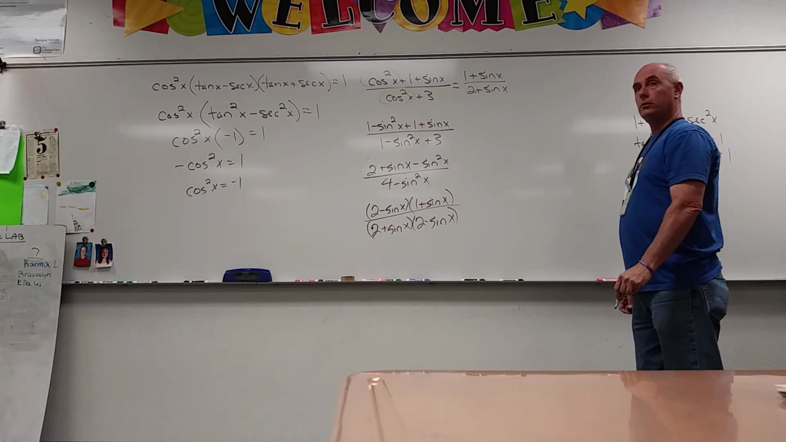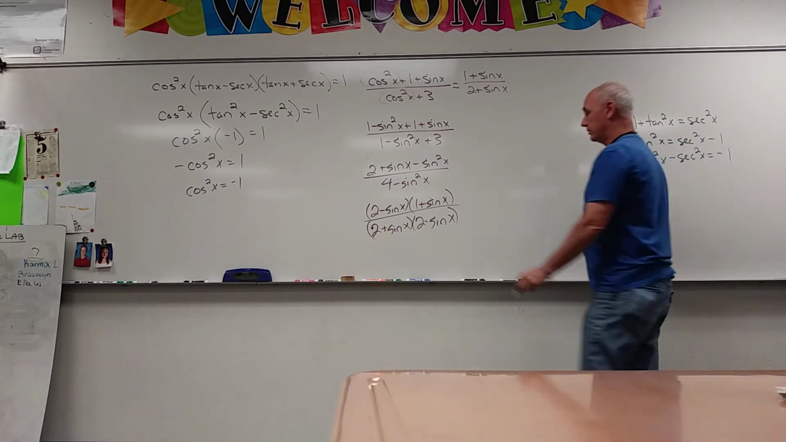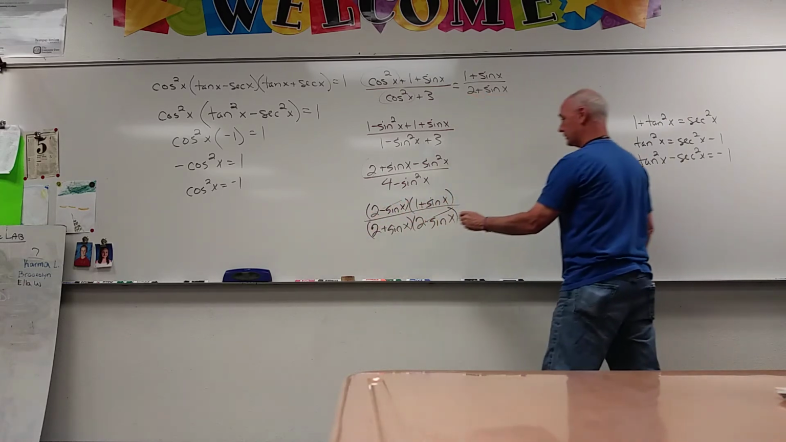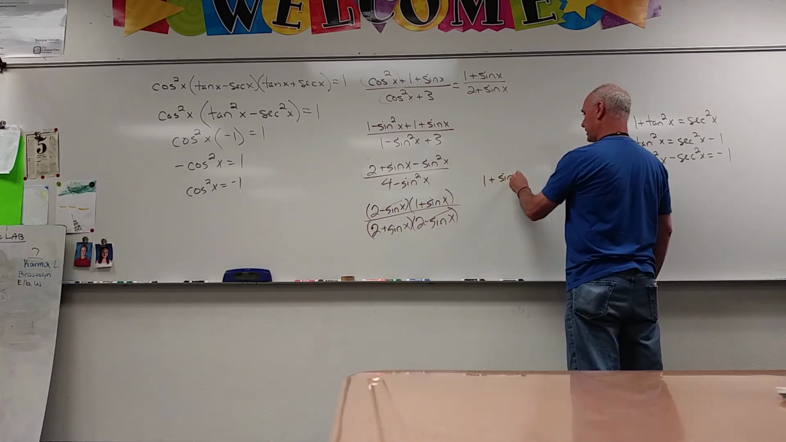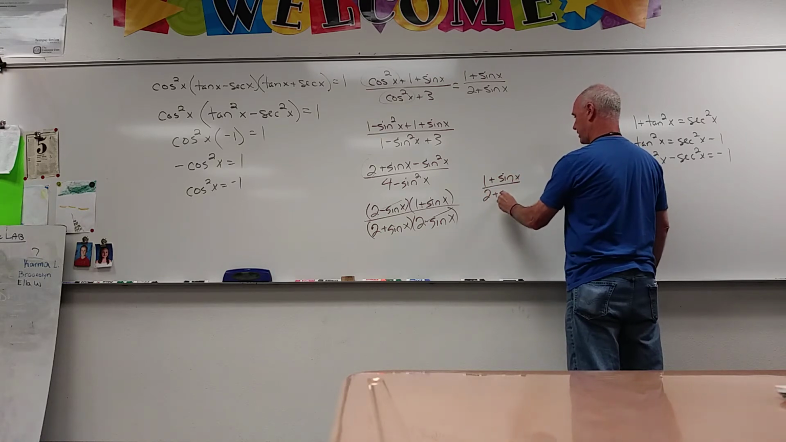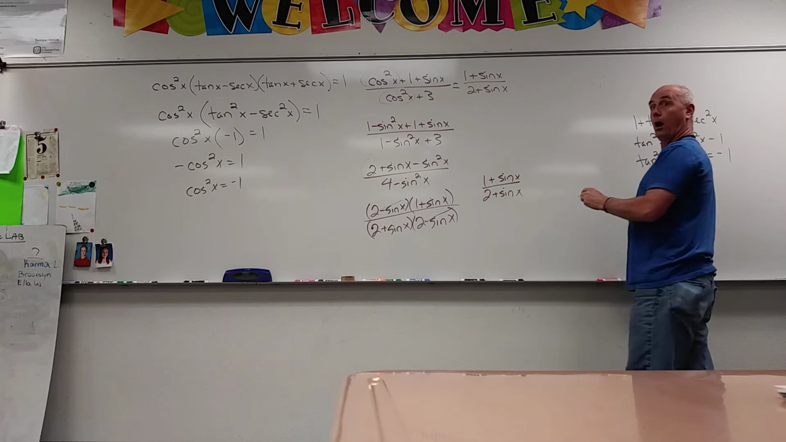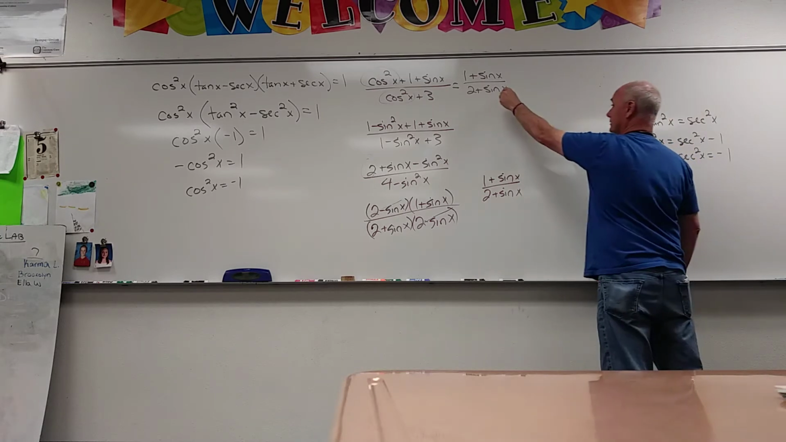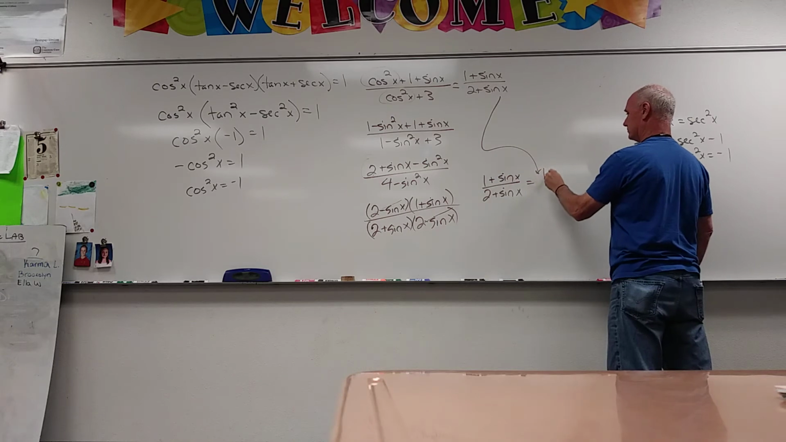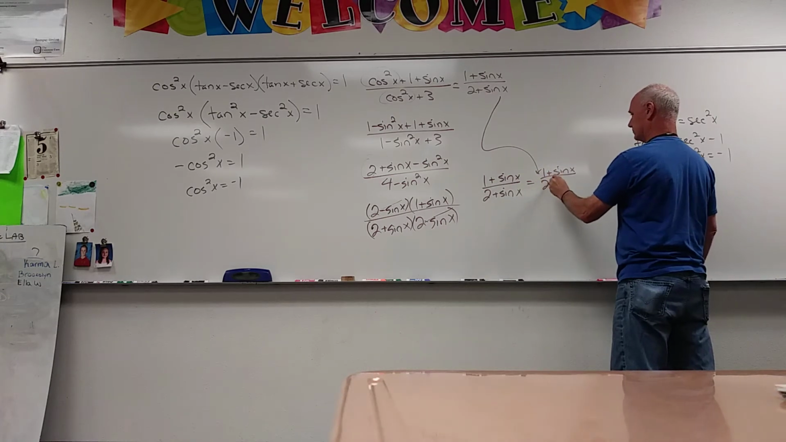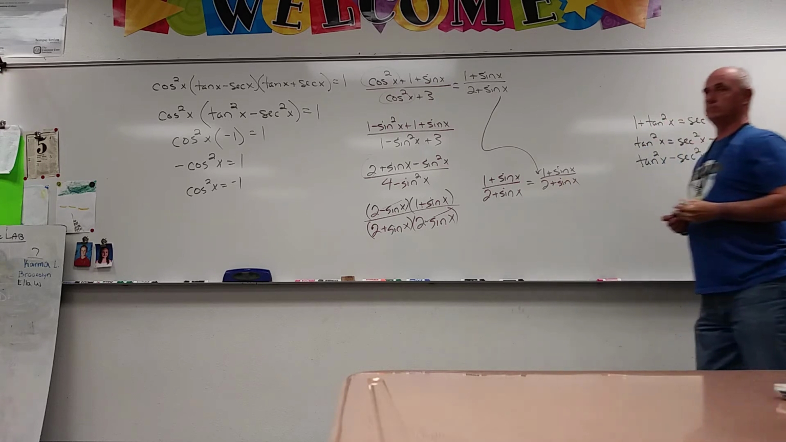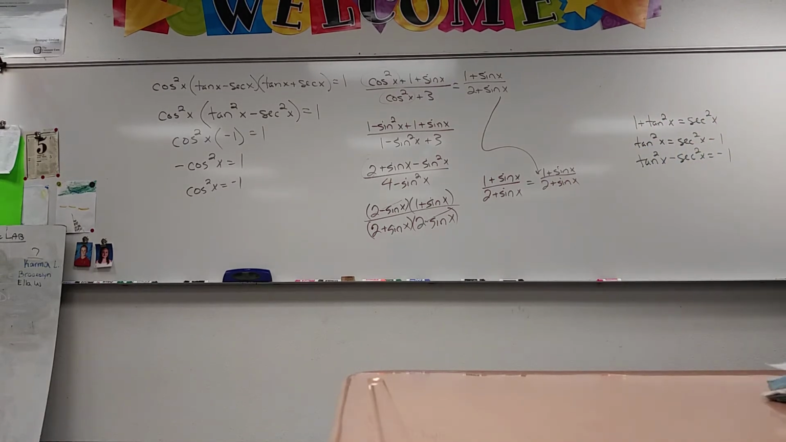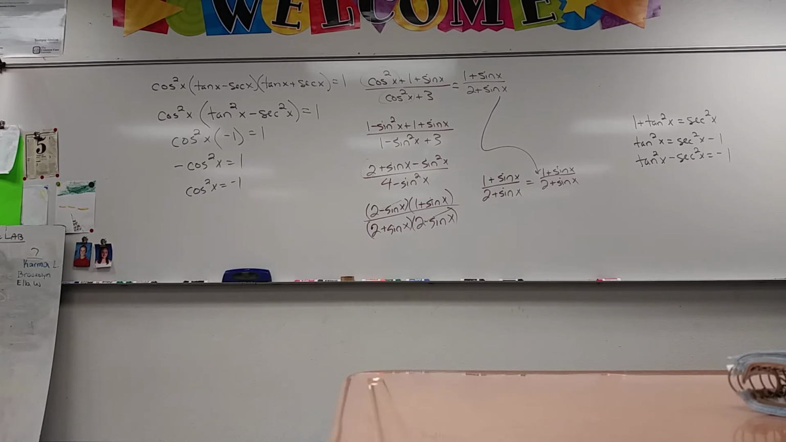Oh! There's good news here. The 2 minus sine of x factors cancel, which gives us 1 plus sine of x over 2 plus sine of x. Okay, let's see what we have to do now. And we're done. We okay there?